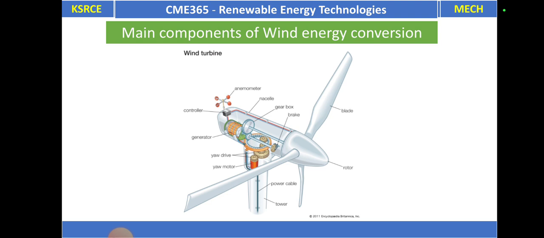Next one is the anemometer. This device is used for the measurement of wind speed. The wind speed is also fed to the controller as it is one of the variables for controlling pitch angle and yaw. Then another one is the transmission system.